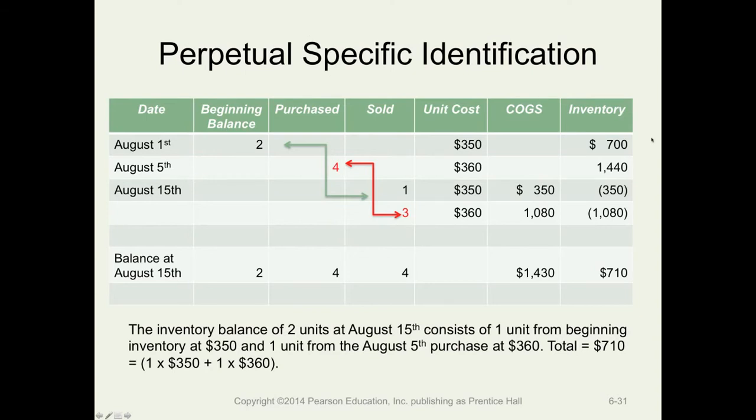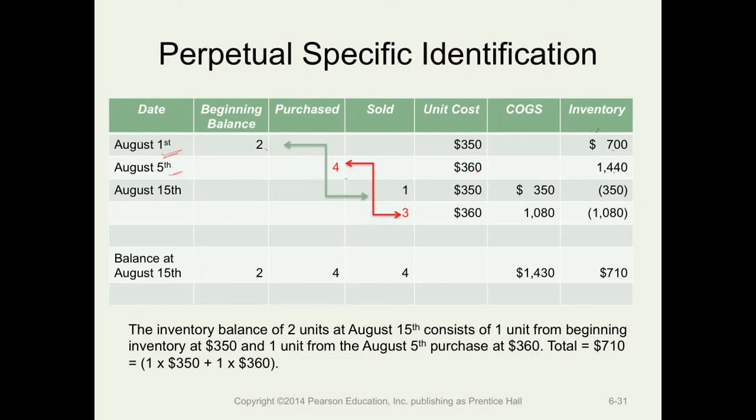On the next slide on specific identification, let's try to follow the flow of the information. So once again, we started the month off August 1st. We started the month off with 2 units at 350 or 700 in our beginning inventory. On August 5th, we purchased 4 units at 360. 1440 is going to be the cost of the goods purchased.